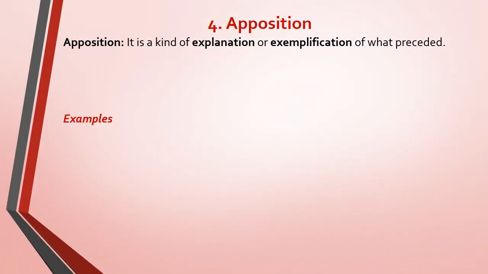The fourth meaning expressed by conjuncts is apposition. Apposition is a relationship which includes two types of relationships. The first one is explanation, and the second one is exemplification. They are different from each other. Explanation is when sentence 2 explains sentence 1, and exemplification, it is also called illustration, is when sentence 2 is an example of sentence 1.